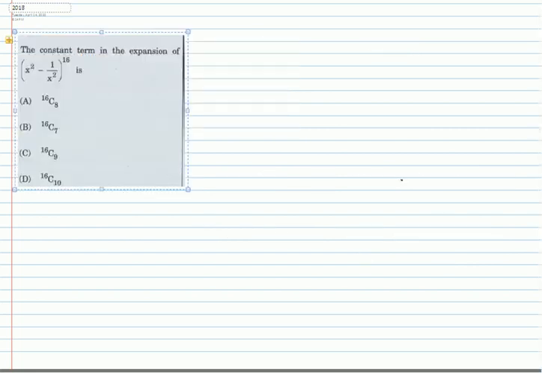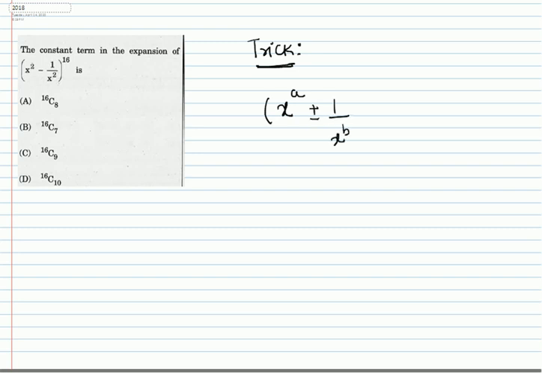The next problem: the constant term in the expansion of (x^2 - 1/x^2)^16. Okay, so for this let us understand a shortcut. What is the trick here? Of course you can solve it in different ways, but let us take this shortcut. Say we have a term (x^a plus or minus 1/x^b) and the whole to the power n is the given case.